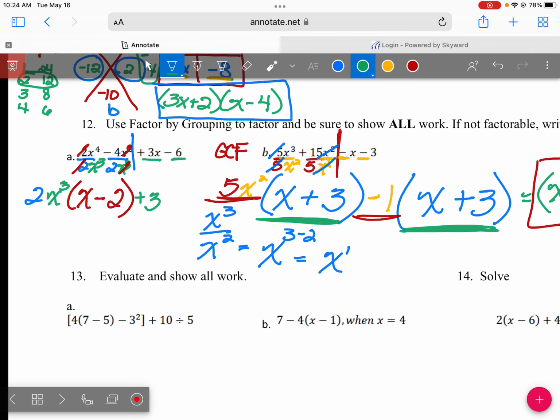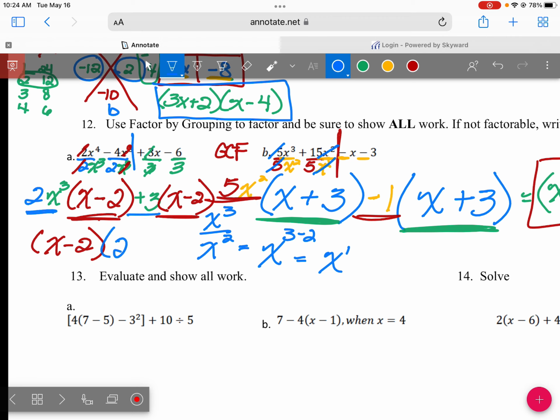So the 3's simplify out. What do I have left? X minus 2. Here are my common factors, so I factor those out to be out front. What do I have left? 2x cubed plus 3. Okay. All right. Does that kind of make sense? In a quick way? And you can look at yesterday's video too, and today's video.